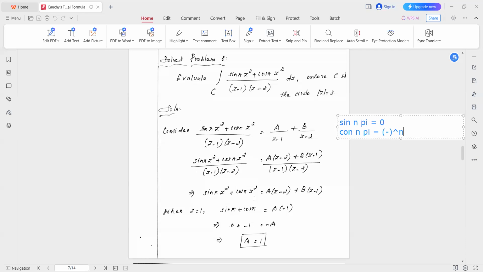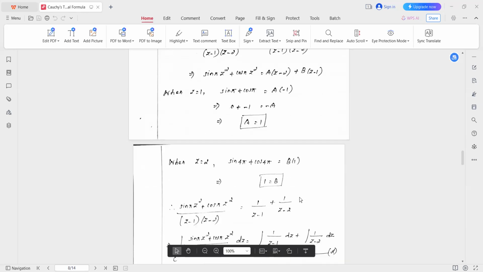So here we have n as 1, isn't it? Because we have cos π. So the value of n is equal to 1. When we substitute the value 1 here, you get −1. So cos π is equal to −1 and sin π is equal to 0. So it is equal to A times −1. Therefore, the value of A is 1.